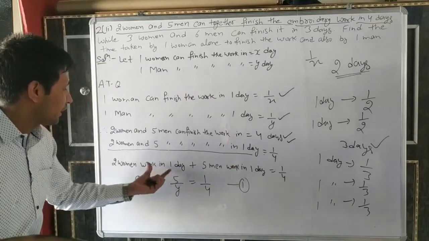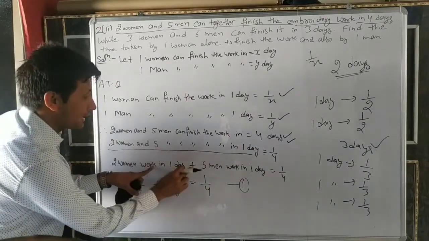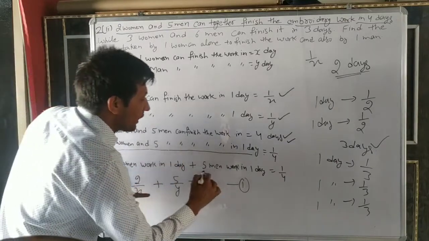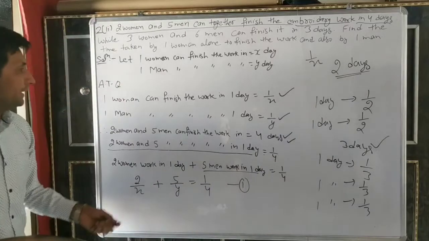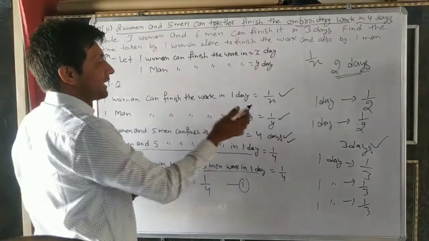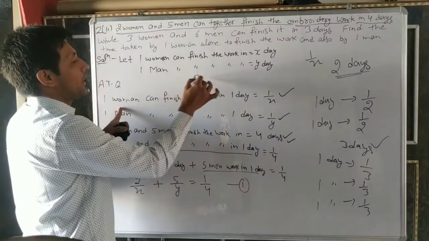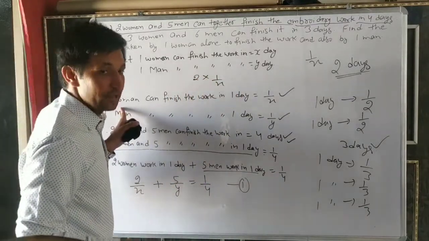So 2 women work in 1 day, plus 5 men work in 1 day. How many? 1 upon 4. And tell me, one woman can finish in one day 1 by x. So 2 women, how many can do? 2 into 1 by x.